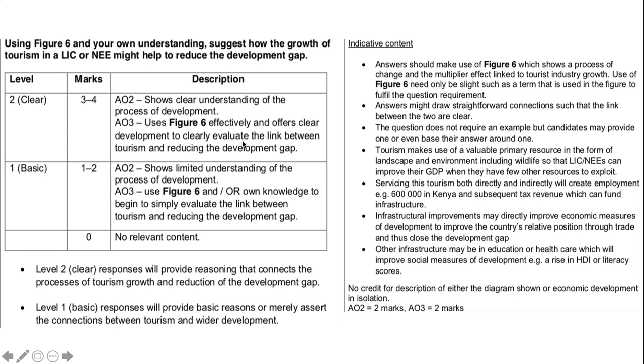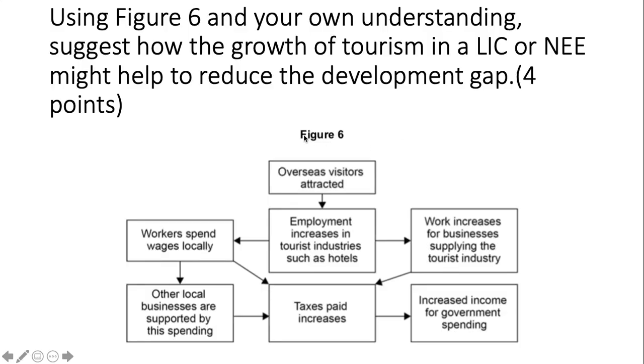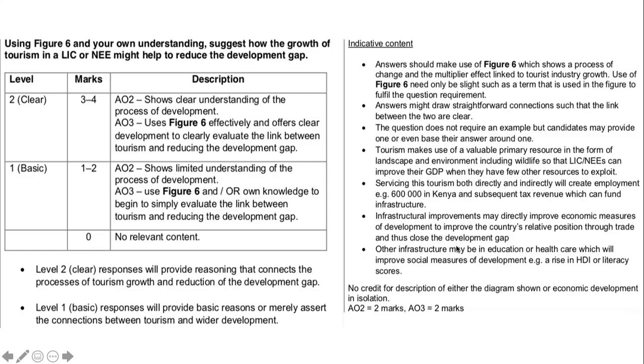But the thing with Figure 6 is that this first point here says it only needs to be slight. So if you didn't necessarily say Figure 6, but you used some of the phrases that are in these boxes, you still got those 2 marks as long as you used it effectively. You didn't have to use a case study for this, and it's only 4 marks. So you didn't have to go into a heck of a lot of detail.